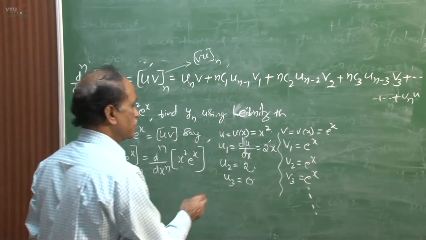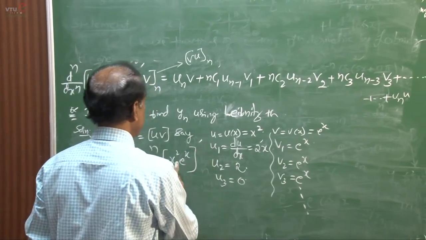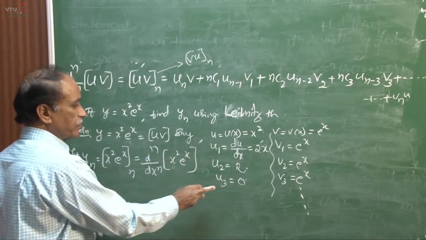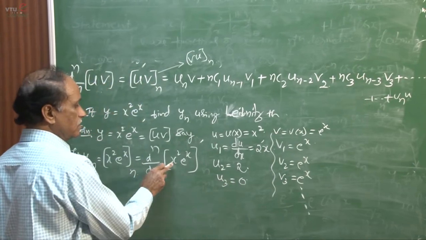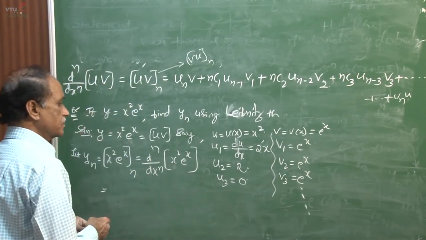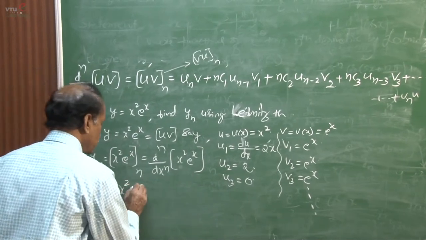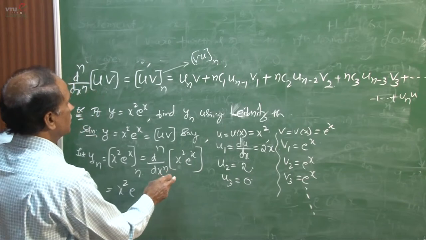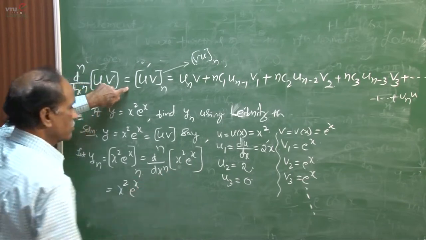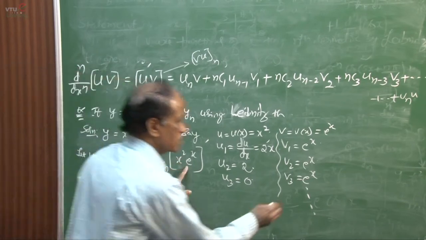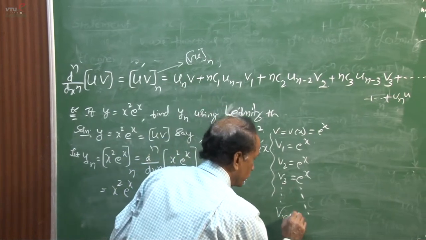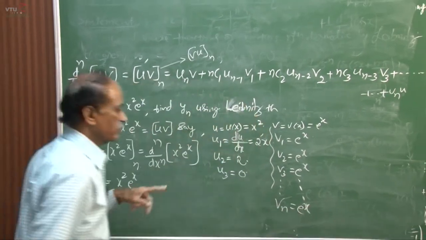So, what is the nth derivative of this? Now, u_n, that is equal to 0. Because u3 itself is 0, then the nth derivative of this is 0. Then I will take x square into the derivative of this one, that is the nth derivative of this e to the power x, that means v_n. v_n is equal to e to the power x.